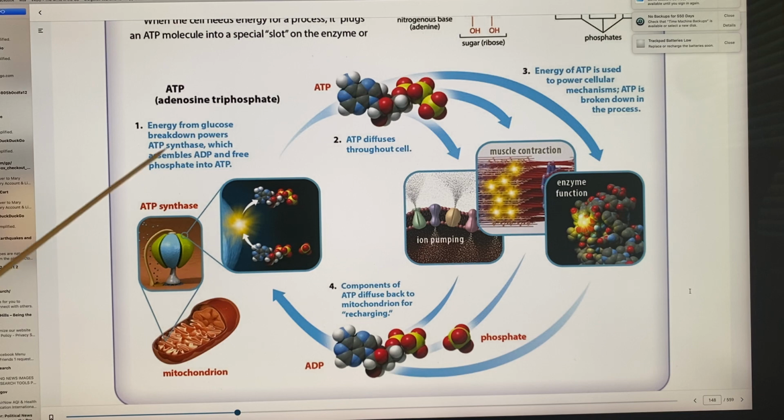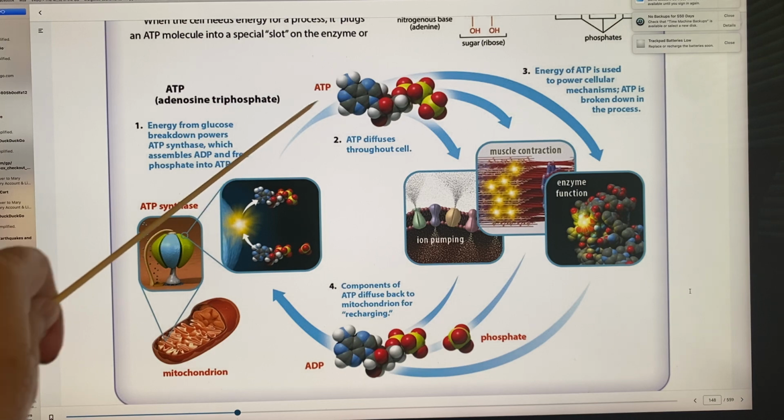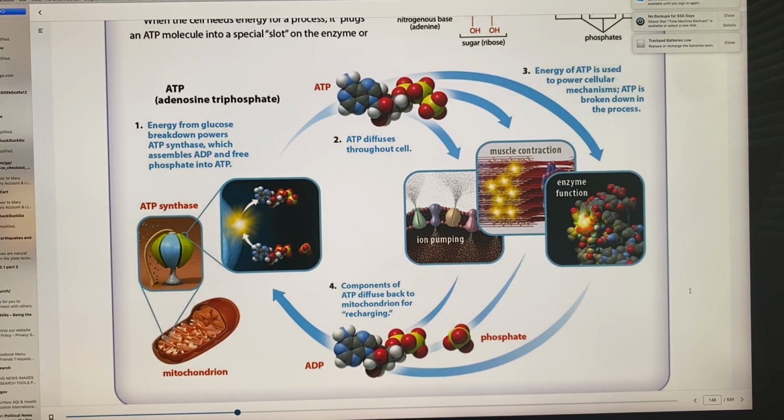So the energy breaks down the ATP. So you have the ATP here set out. Here are the molecules here. And what's happening here, the ATP is coming up here. It diffuses throughout the cell, and then the energy comes off when you break part of it off. This phosphate's going to break off right here, and then you're going to have this energy come out, and the ATP is broken down in the process. This energy can come out for enzyme function, for muscle contractions, for ion pumping, all these things the energy is used for. And this little phosphate is separate. Remember, it pumped it off?